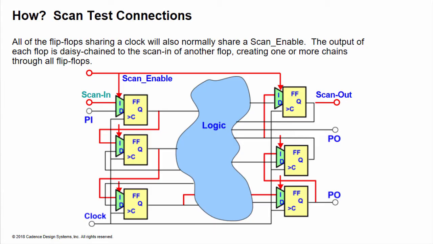ATPG can set each flip-flop to an arbitrary value, and as a primary output, meaning that the ATPG can observe any value captured in each flip-flop. All that is left to test is the combinatorial logic shown as a blue cloud. Let's take a look at how this is done, loading the stimulus, capturing the circuit response, and unloading the responses.